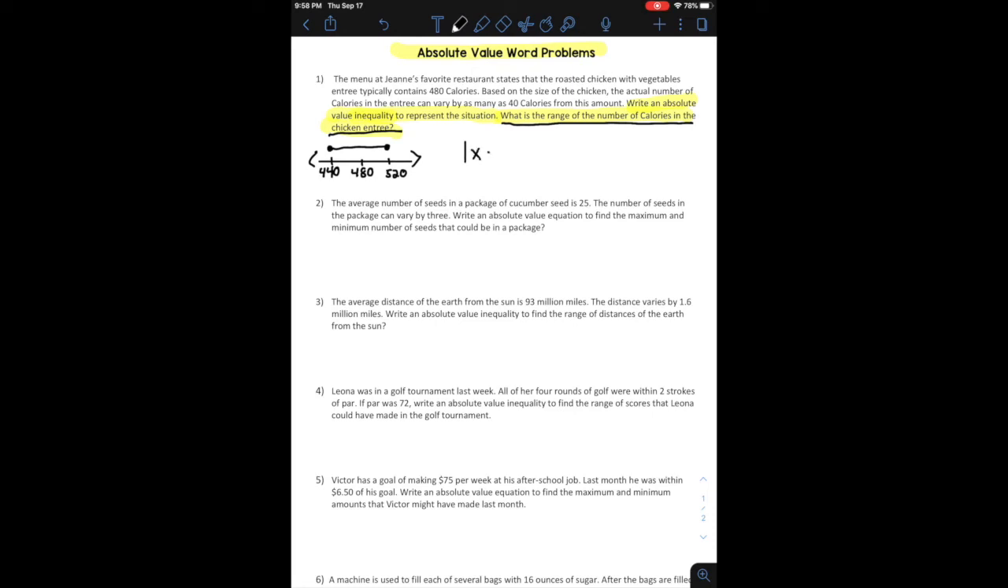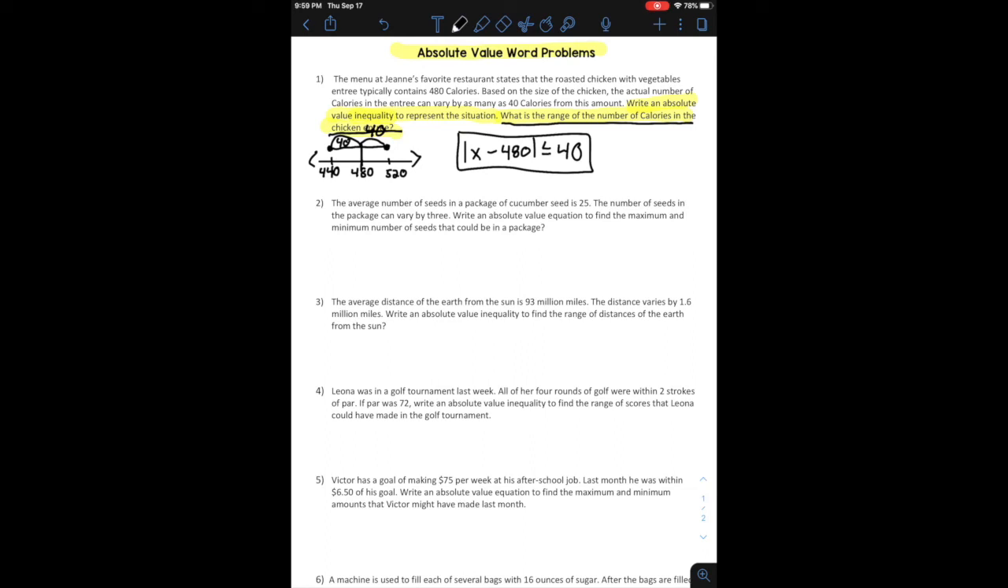So just like the previous page, we're going to have the absolute value of x minus the middle value, or what the actual value of whatever they're talking about. In this case, it's calories. It's usually 480 calories. Is less than or equal to, and then the distance or the range. That's how much the middle number could vary by, and in this case, that would be 40. From 480 to 520, that would be 40. And from 480 to 440, that would also be 40. So here we have our inequality.